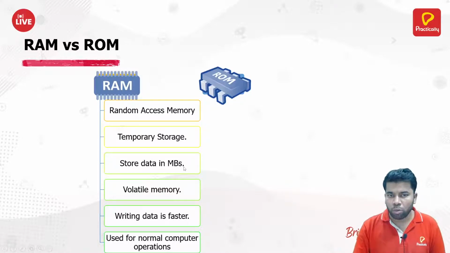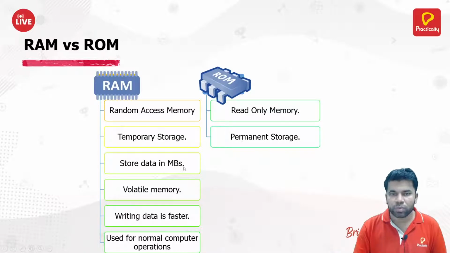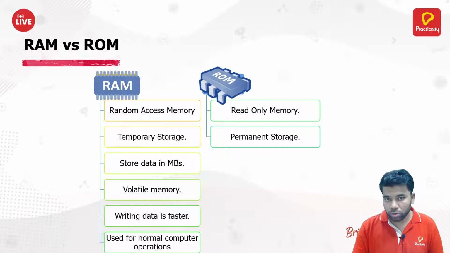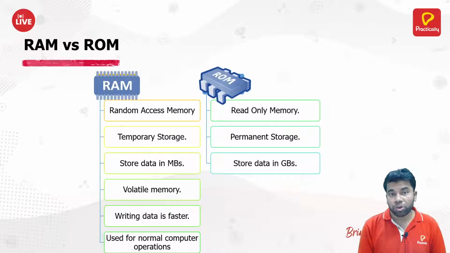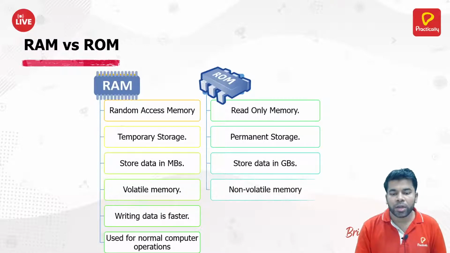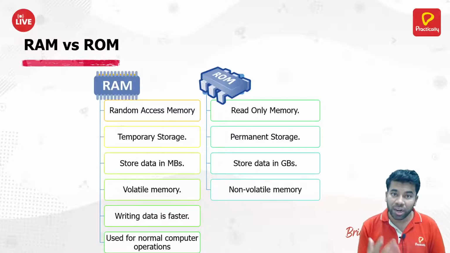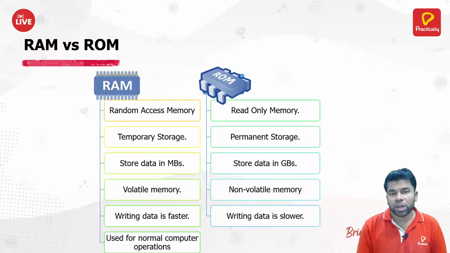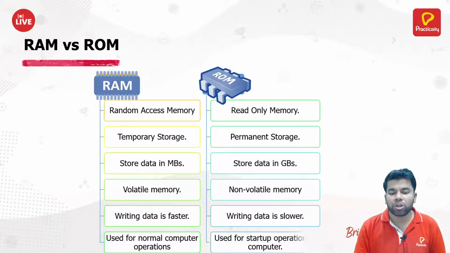And coming to the ROM, read only memory. It is used for permanent storage. Okay, it stores data in GBs. It has a bigger size compared to the RAM, and it is a non-volatile memory. Whatever data we store in the ROM is not going to be erased unless we delete that data. Writing of data is slow here compared to the RAM.